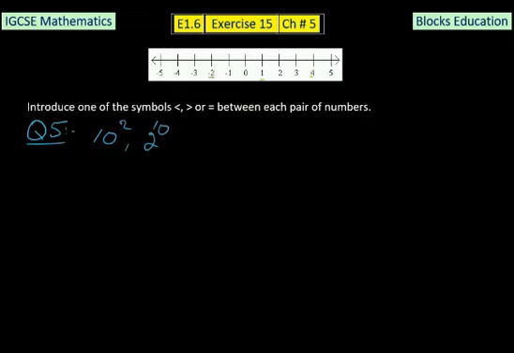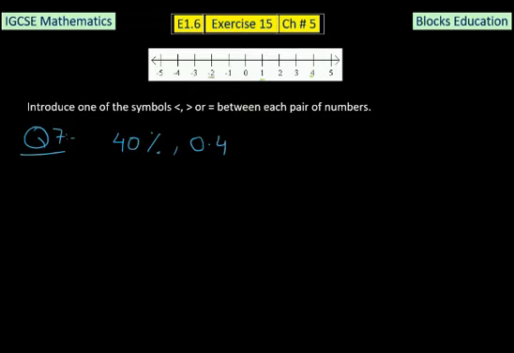In question number 5, it says 10 raised to power 2 and 2 raised to power 10. And we just have to solve a little bit. 10 raised to power 2 means 10 into 10, right? It means 10 into 10 is 100, and 2 raised to power 10 means you have to multiply 2 ten times, right? So if you multiply 2 ten times, it is 1024. It means that 1024 is greater than 100, or 100 is less than 1024, so you can write 10 raised to power 2 is less than 2 raised to power 10.